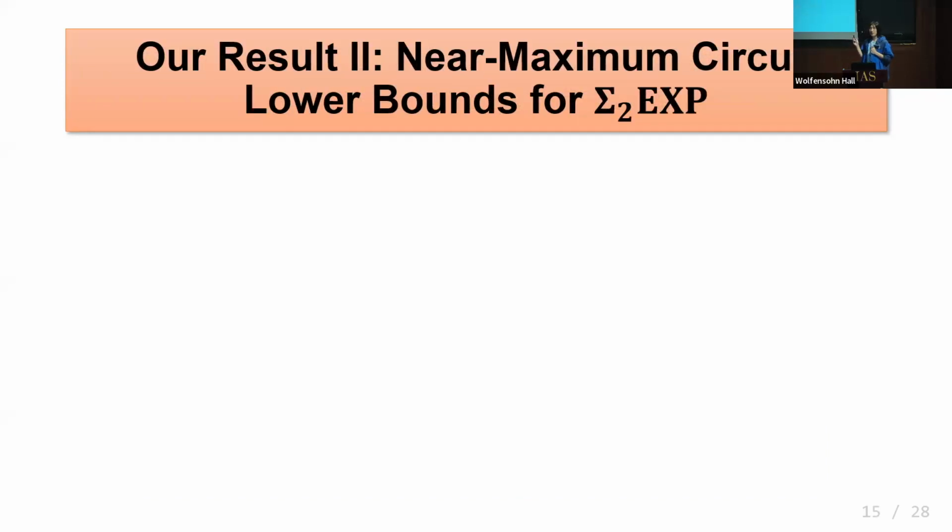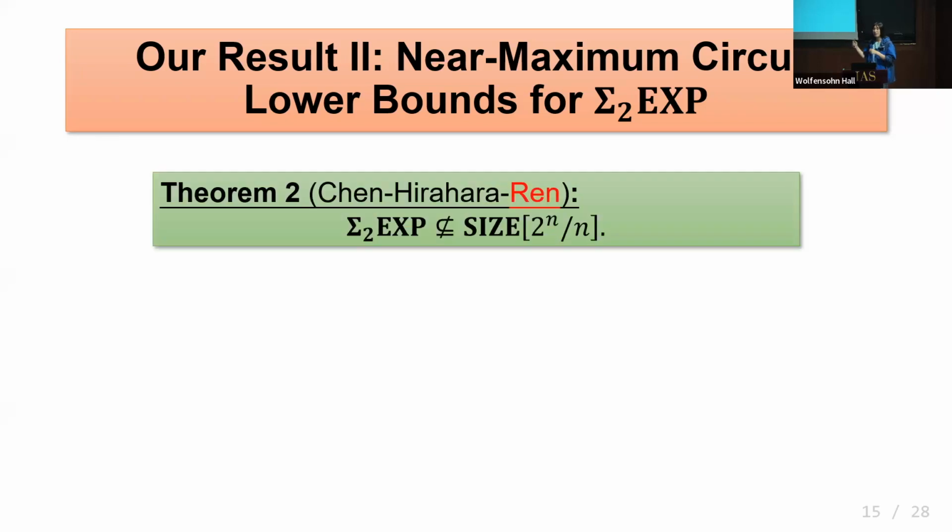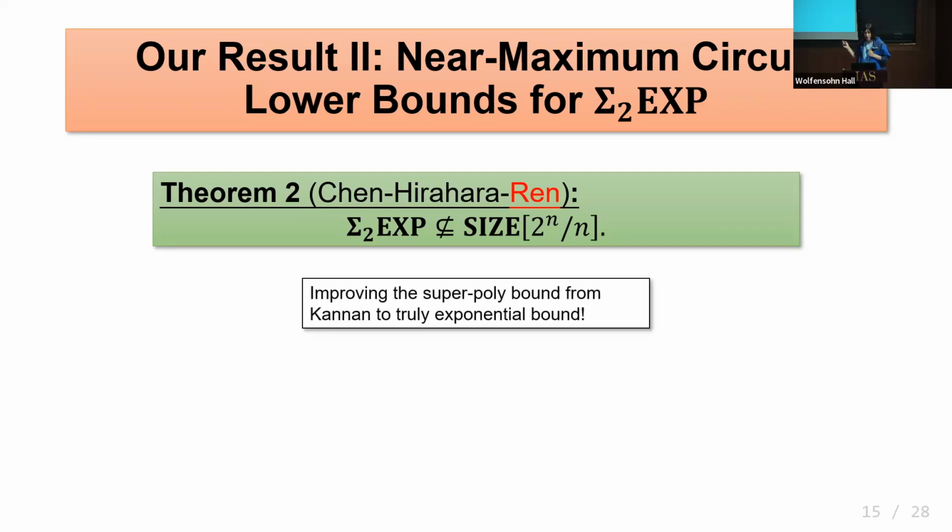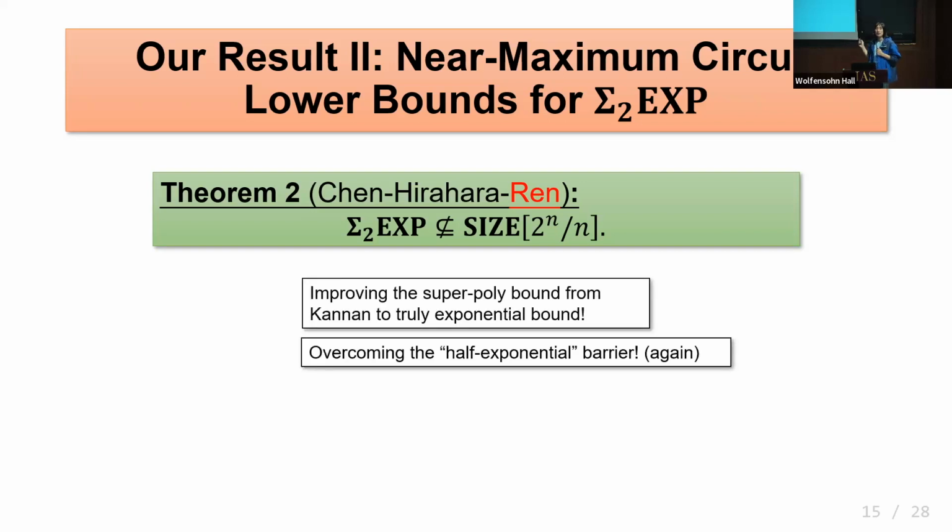And our second result is to improve Kaplan's lower bound and prove a near maximum lower bound for sigma 2 exp. So we show that sigma 2 exp does not have 2 to n over n size circuits. You can replace 2 to n over n by any lower bound that can be proved by the so-called probabilistic method. I believe the current bound is slightly above 2 to n over n, but anyway, this improves the half exponential bound of Kaplan to a truly exponential bound.